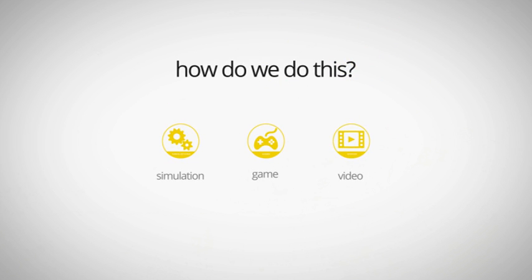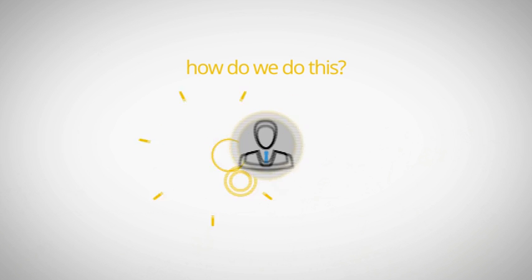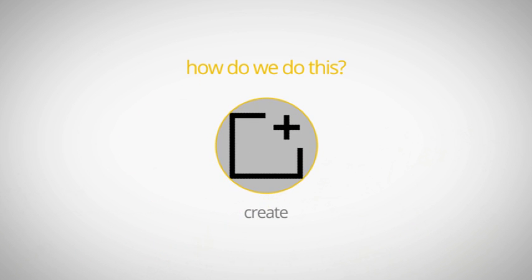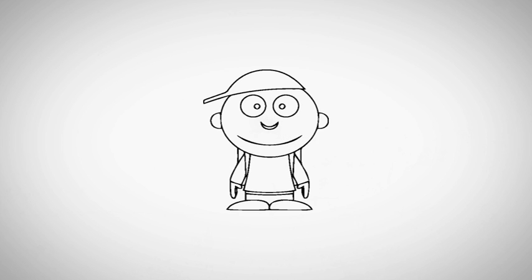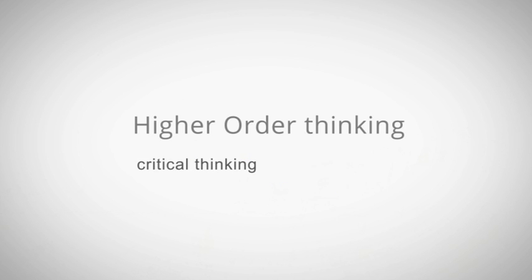Simulations and videos in this product will help the child apply, analyze, defend their learning and create something using their learning. To do this, students must be stimulated into higher order thinking. That is the purpose of learning via Swadhyaya. Higher order thinking involves the learning of complex judgmental skills such as critical thinking and problem-solving techniques.